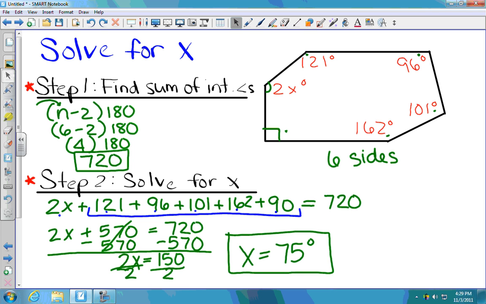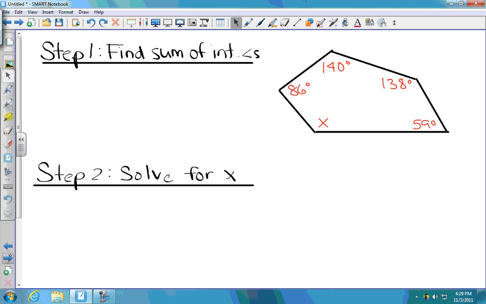So on this next slide, you're going to do the same exact thing. We have a different picture. In this case, we have a pentagon. So it has 5 sides. So you're going to follow the steps. Step 1, which is finding the sum of the interior angles. And then step 2, which is solving for x.